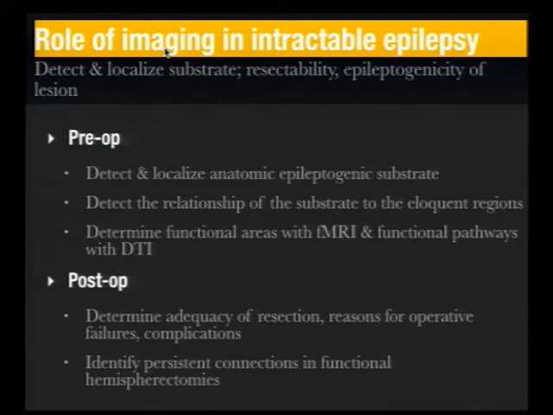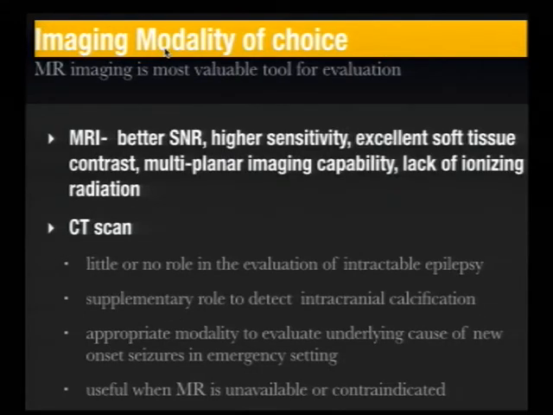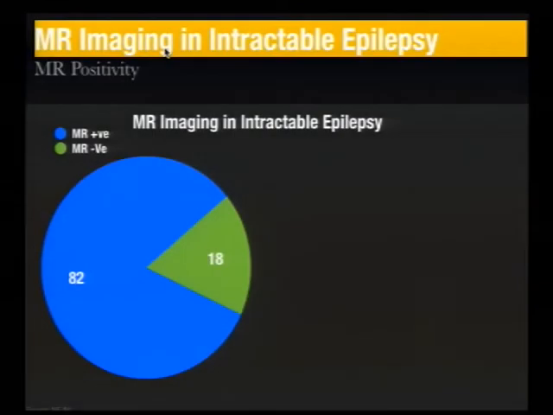So imaging is done in cases of epilepsy to look for the epileptogenic substrate. We do functional MRI and diffusion tensor imaging to look for the relationship of this substrate with the brain regions. Then post-op, imaging is done to look at the resection, and to look for the region of operative failures and complications. MRI is the imaging modality of choice.